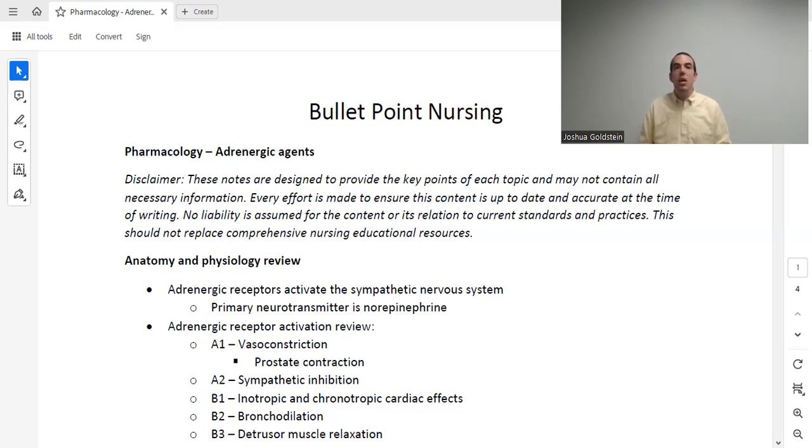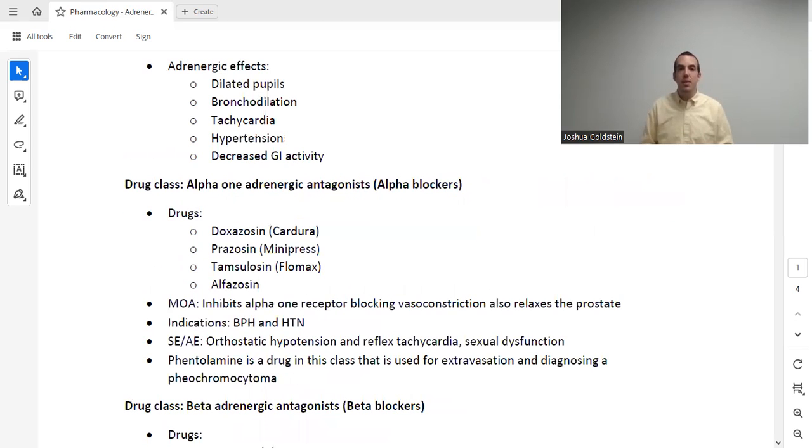Next, we have beta 2, which promotes bronchodilation, makes the bronchi in the lungs bigger so that they can handle more air, so that they can get more airflow in. On the flip side, if I block that, I would be bronchoconstricting. I would be making it harder for a person to breathe. Never a good thing. Next, we have beta 3, which is detrusor muscle relaxation. We're going to talk about that very briefly in a little bit.